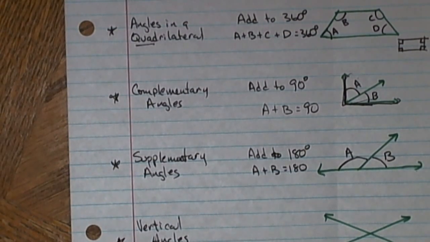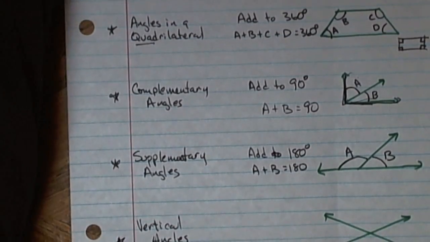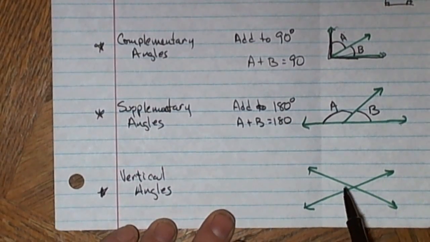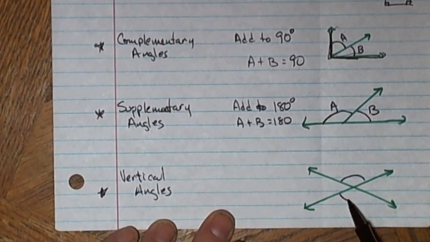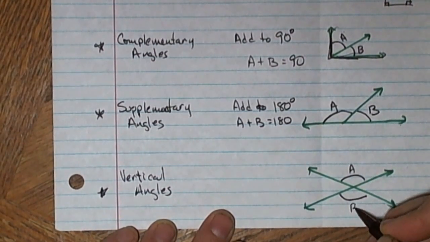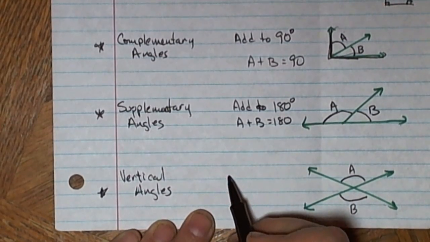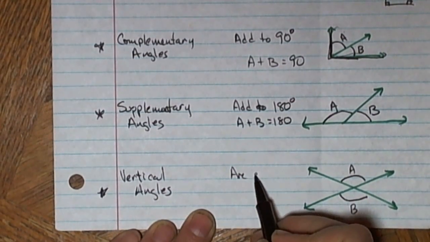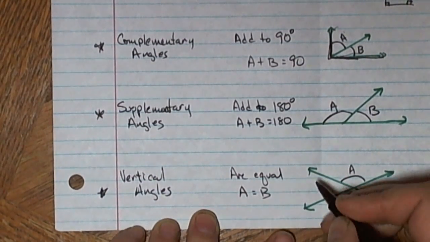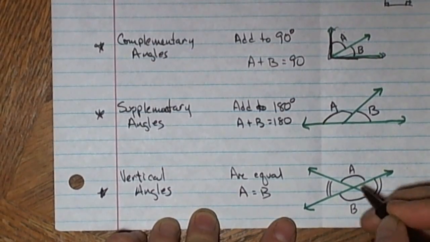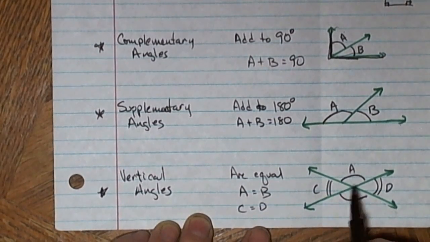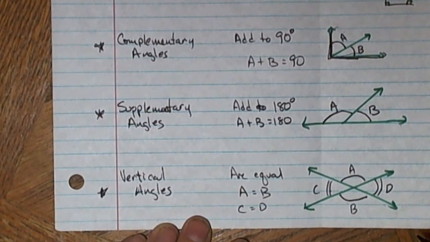The last relationship that we're going to be using is that for vertical angles. Vertical angles are angles that are opposite each other when two straight lines cross. If I have two vertical angles, they're going to be equal. So vertical angles are equal. In this case, angle A equals angle B. And if I looked at these two angles over here and called this one C and this one D, they'd also be equal because they're opposite each other, called vertical angles.